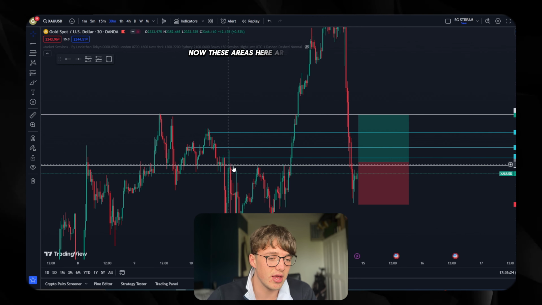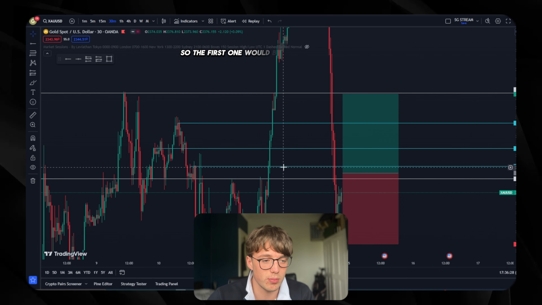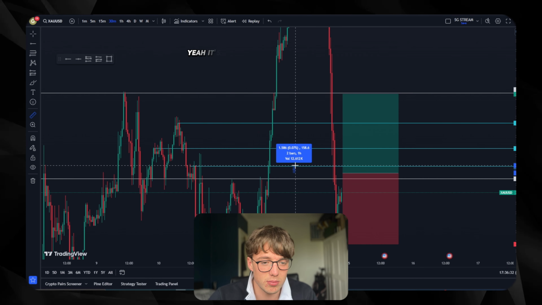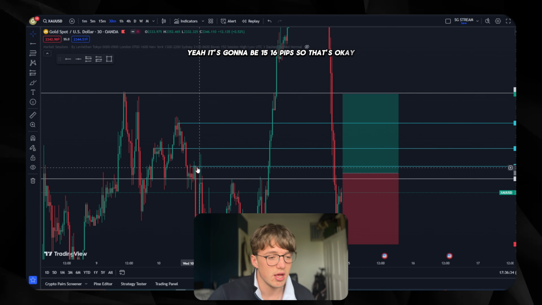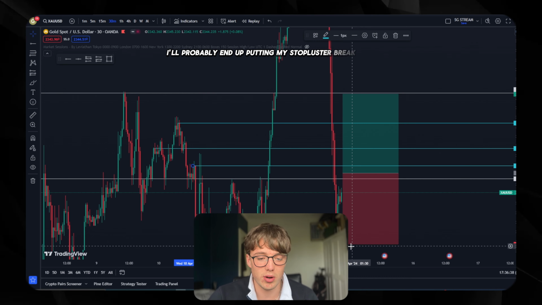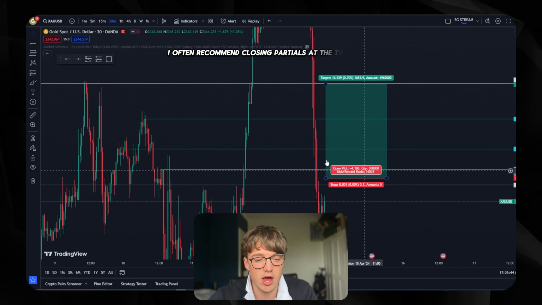Now these areas here are probably going to be the areas where I would put my stop loss to break even. So the first one would be the break even point. I don't know how many pips this is going to be for us. Yeah, it's going to be 15, 16 pips, so that's okay. So once we reach that level up here, I would probably end up putting my stop loss to break even like this. Also, I often recommend closing partials at that point.